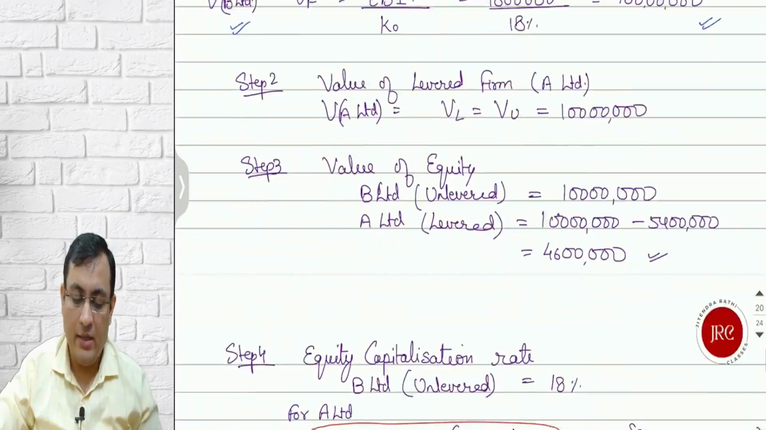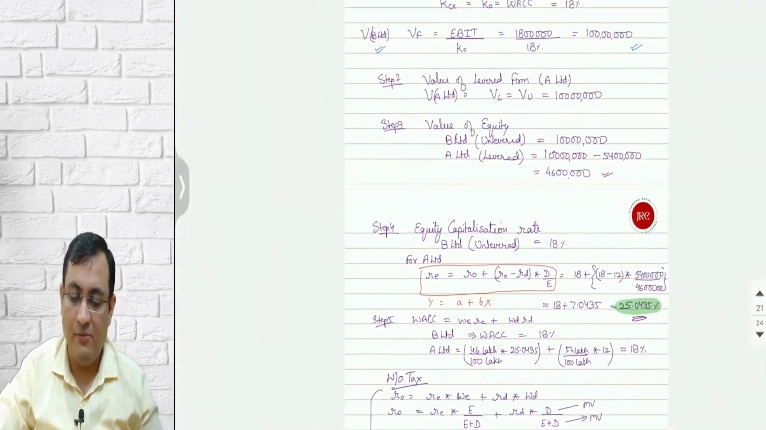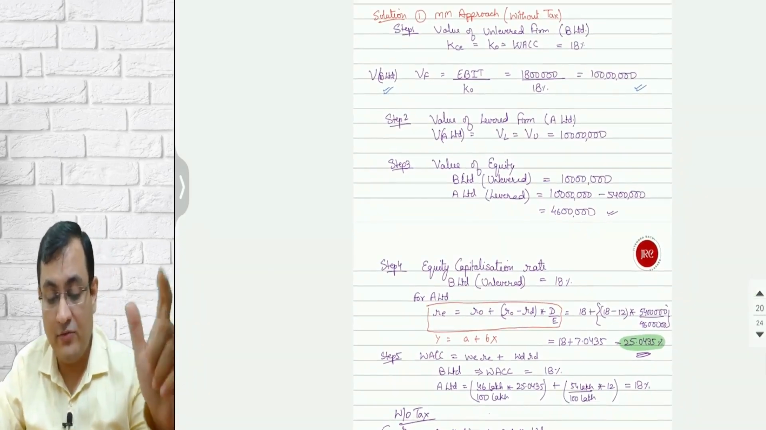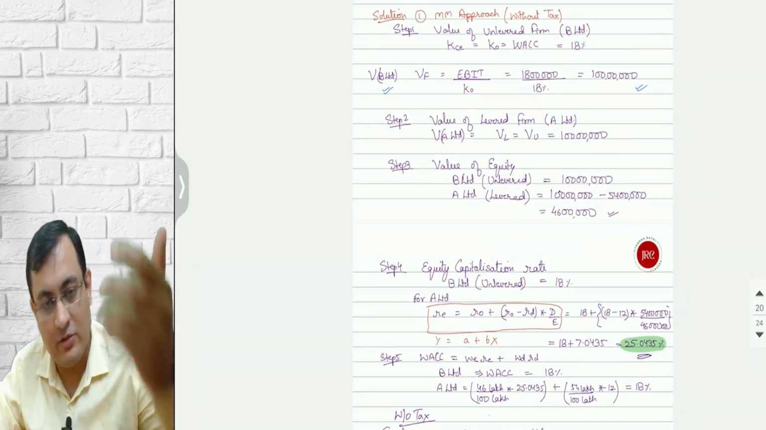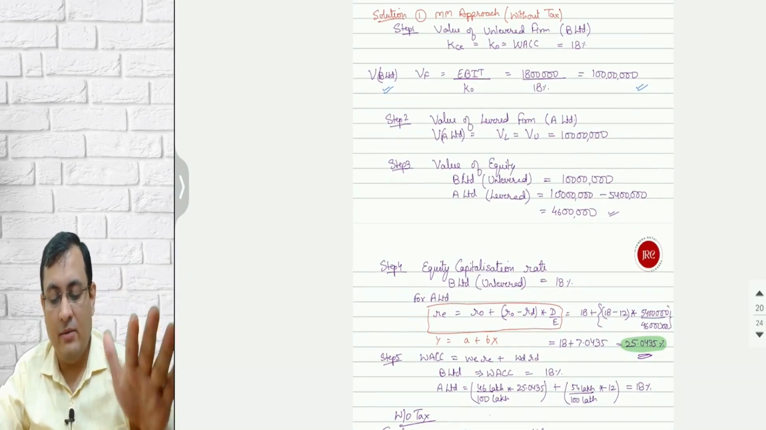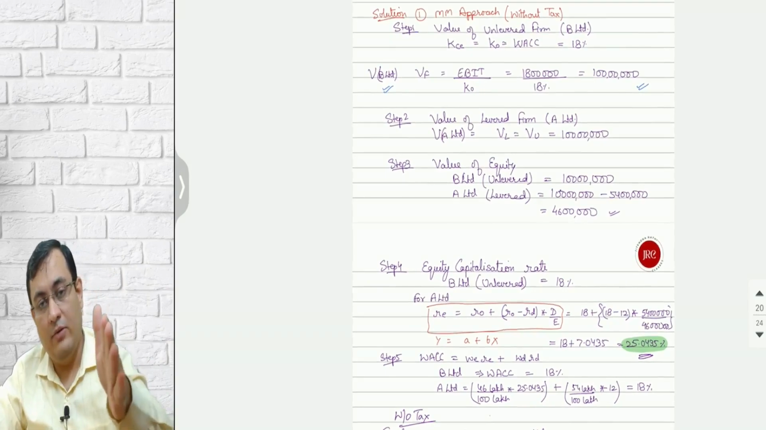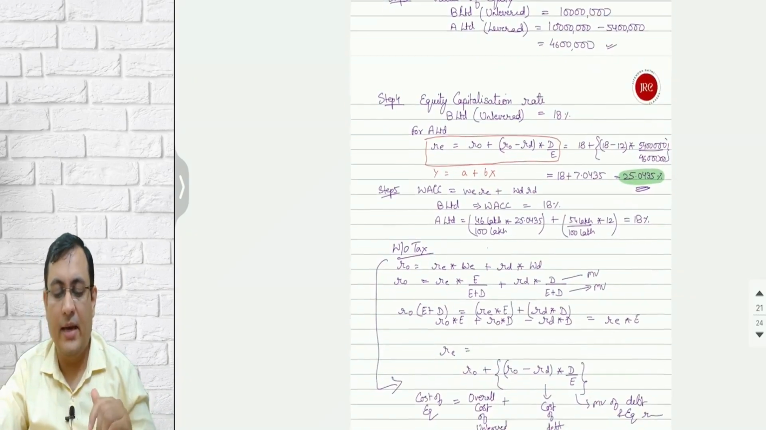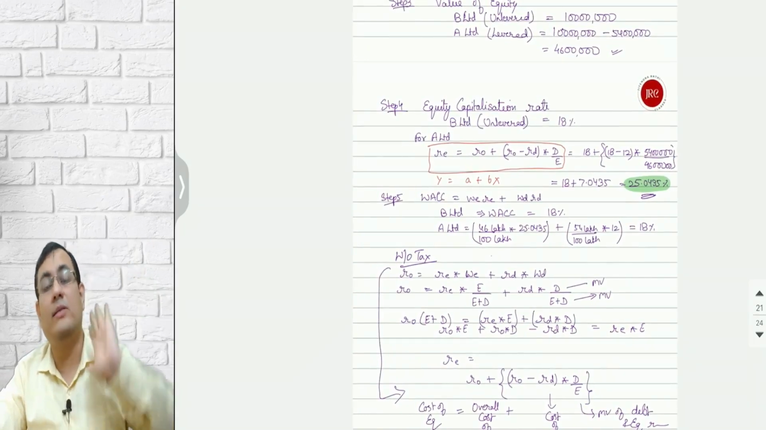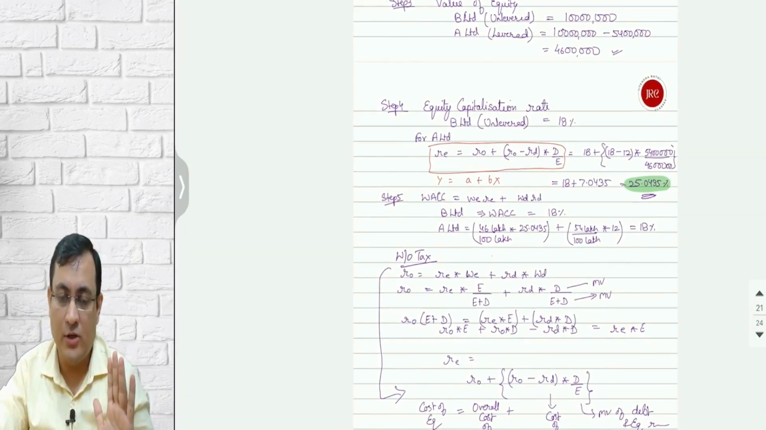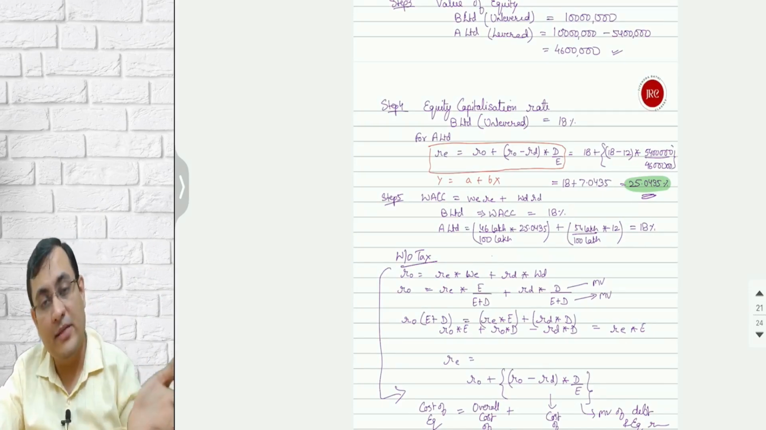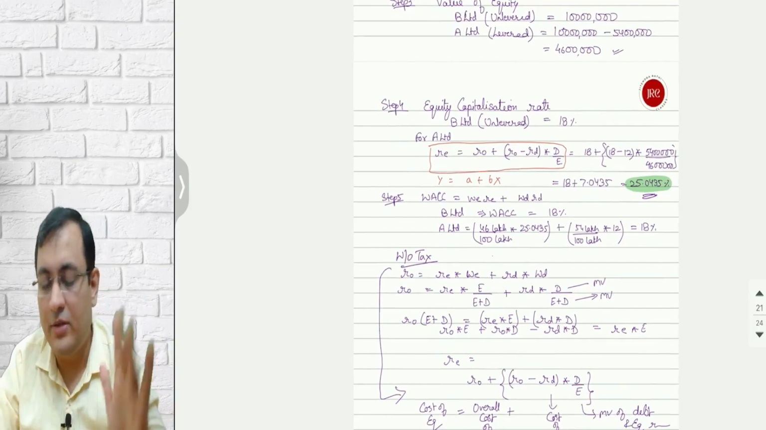So hopefully the first part is clear. Without tax, the 5-step method: calculate value of unlevered, which will become value of levered. Both are the same because of arbitrage. Then value of equity is equal to value of firm minus value of debt. Then calculate cost of equity. For unlevered, it is already given. For levered, cost of equity is a linear relationship of your debt equity ratio. And then calculate WACC. WACC will be the same for both levered and unlevered in case of without taxation.